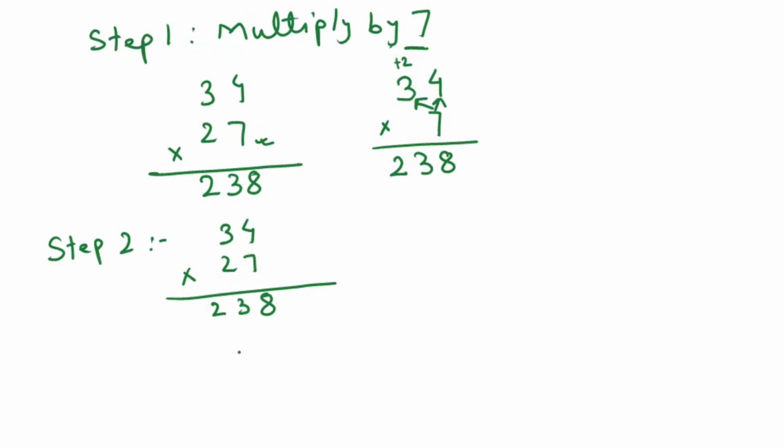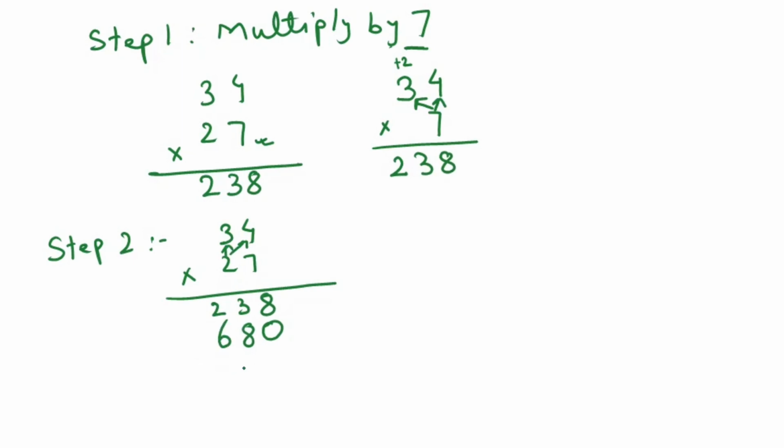That's why we need to write a 0 placeholder, because it's 20. We shift left or add a 0. We have to shift one digit to the left. Or you can place a 0 here, and you have to shift 1 to the left. Now you have to multiply: 2 times 4 is 8 and 2 times 3 is 6.